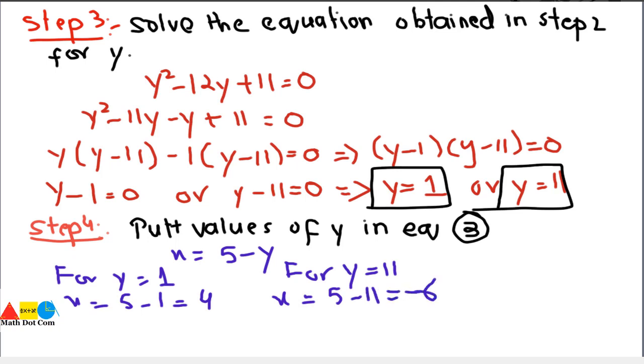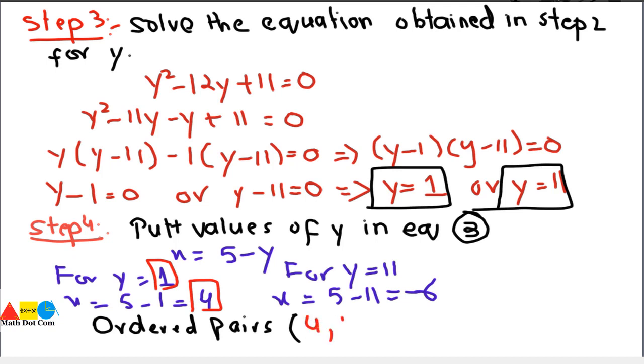So what are the ordered pairs that we have found? The ordered pairs are basically the values of x and y. For y equals 1, the value of x is 4, so the ordered pair will be (4, 1). And for y equals 11, the value of x will be minus 6, so I'll write (minus 6, 11). In ordered pairs, you have to write the value of x first.